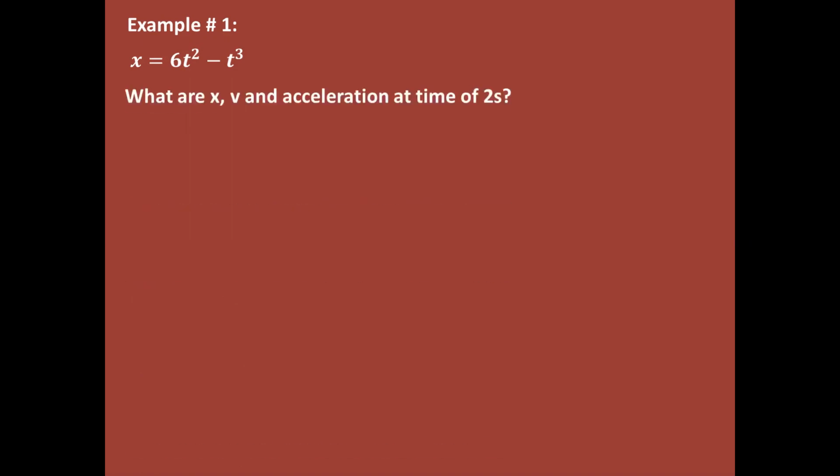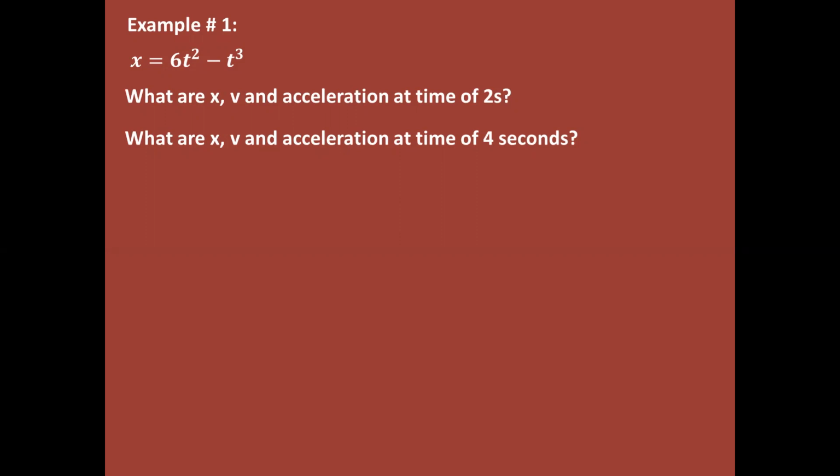Start with our example number 1. Given an equation of motion, x is equal to 6t squared minus t cubed. To solve it, we have the following questions. What are x, v, and acceleration at time of 2 seconds? The second question. What are x, displacement, v, velocity, and acceleration at time of 2 seconds?